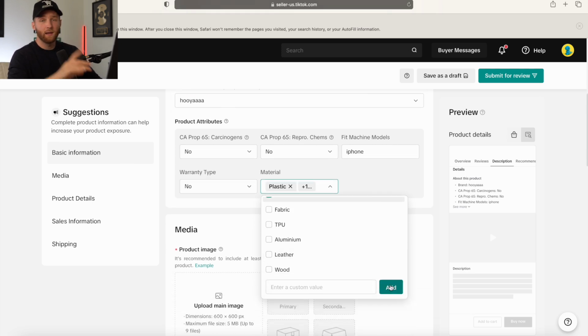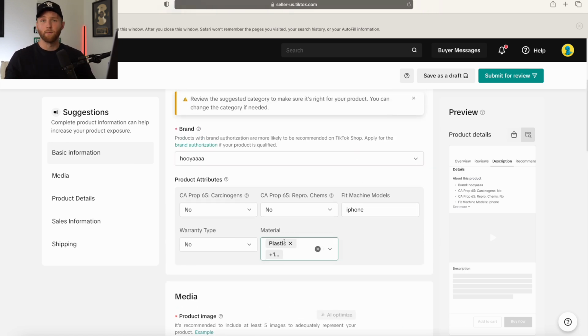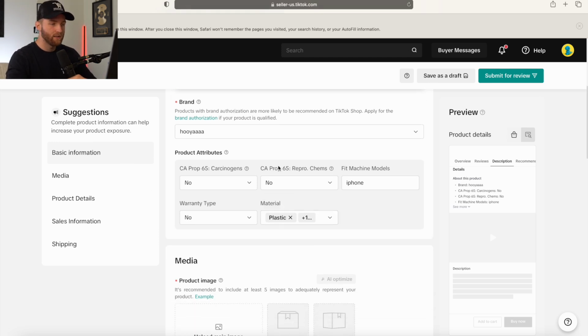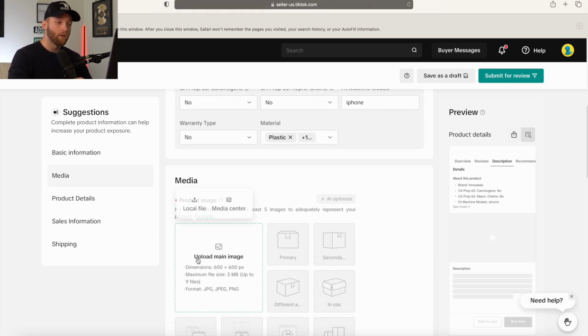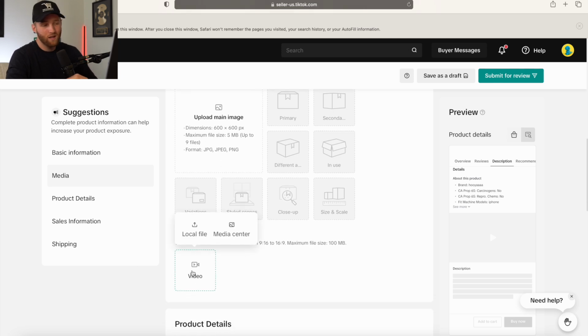Okay, next thing from there, and by the way, depending on what you're doing, it's going to ask you for a heck of a lot more information. Like for my supplement one, it was like 20 times this much. And you don't have to answer all these. Some of these you can just leave blank. Media, uploading your images. Most people don't do videos. You can if you have one. It's unlikely you're going to have one to start.